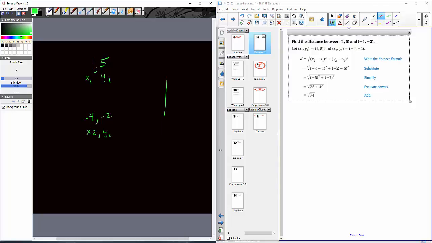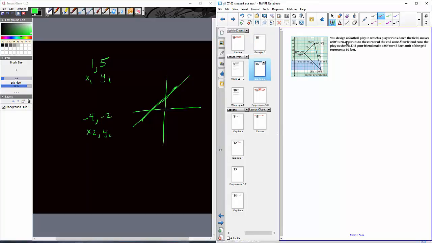So on a graph, we just did something kind of crazy. We had these ordered pairs of like 1, 5, let's say it's over here, and negative 4 and negative 2, which is like down here. And you just took those ordered pairs and figured out the distance between this point and this point utilizing this formula. And really what we just did is the Pythagorean theorem.